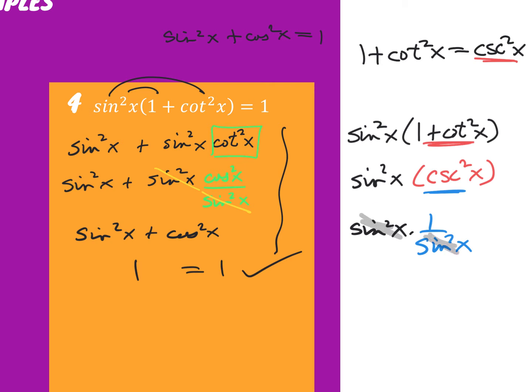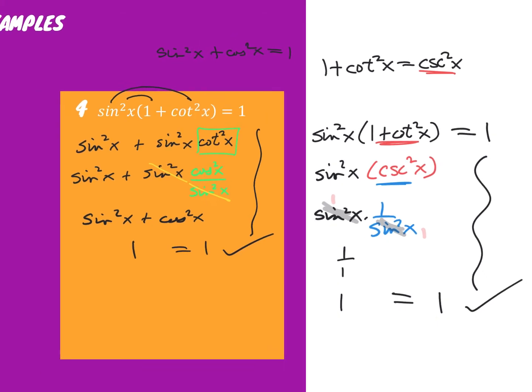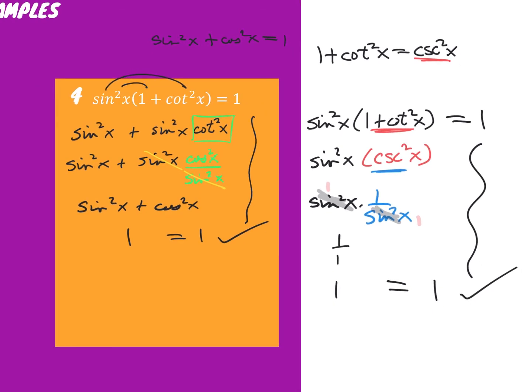And this becomes a 1 and a 1. And then 1 times 1 is 1 over 1, which is 1. And that's where it wanted me to get to. So this is another way where, instead of multiplying first, you could have done a substitution with the Pythagorean identity. Again, different ways to do these problems.